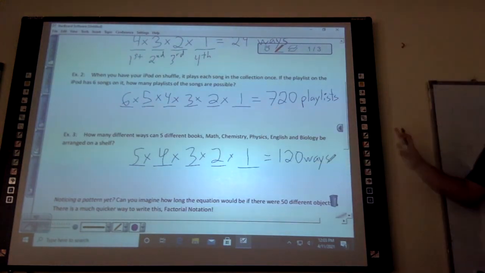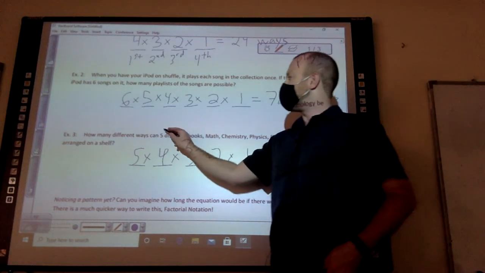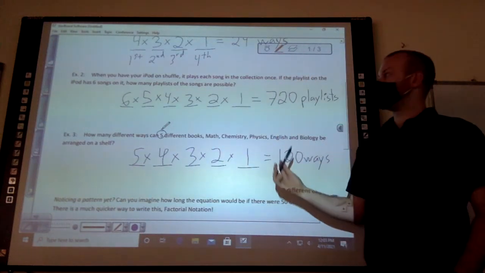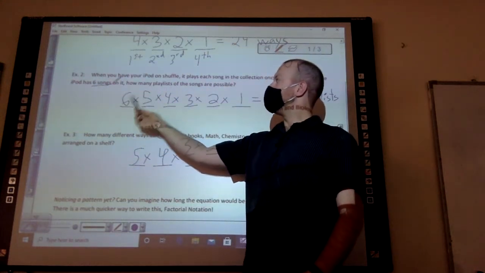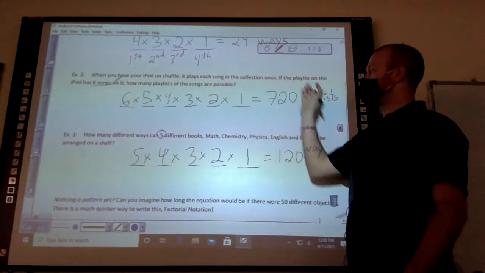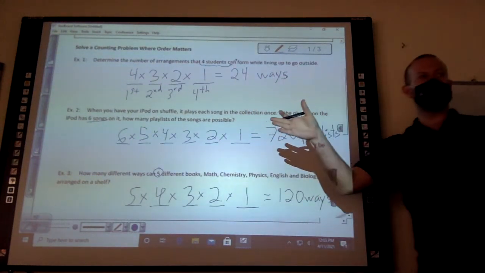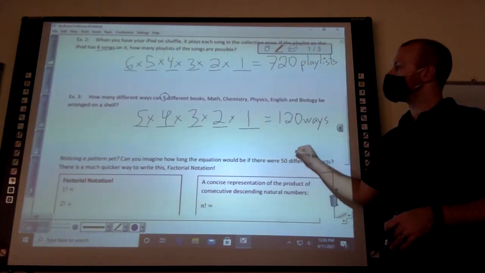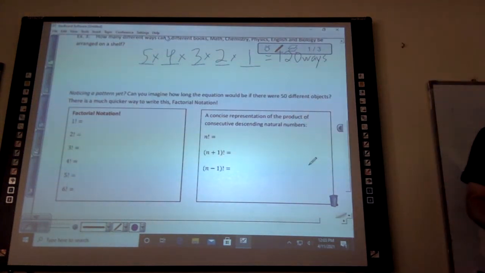So you can recognize the pattern, right? However many items I have, so here I had 5 books. I started at 5 times 1 less each time. Here I had 6 songs, so I started with the number 6 times 1 less, 1 less, 1 less, 1 less. Same thing here. I had 4 students, so I started at 4 times all the ones below that. So this is so common, but we've actually got a special term for this. This is what's known as factorial notation.